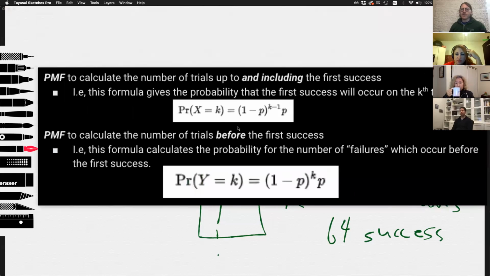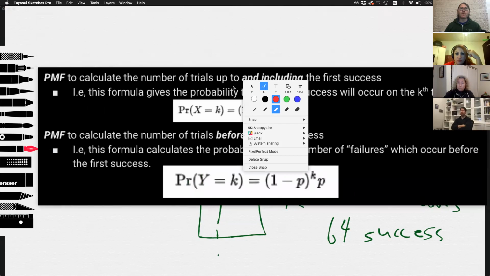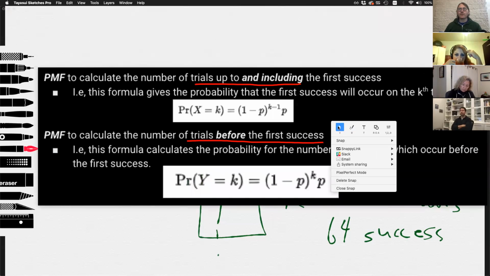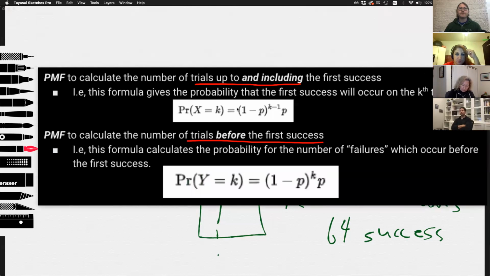But like I said, just to think about this in terms of coding, we're going to code functions that use either what I'm going to call the inclusive form, where we're talking about the trials up to and including the first success, or what I'll call the exclusive form, which is the number of trials before the first success. So those are the two versions of this. Notice that these look very similar. It's 1 minus the probability raised to K minus 1, or it's 1 minus the probability raised to K.